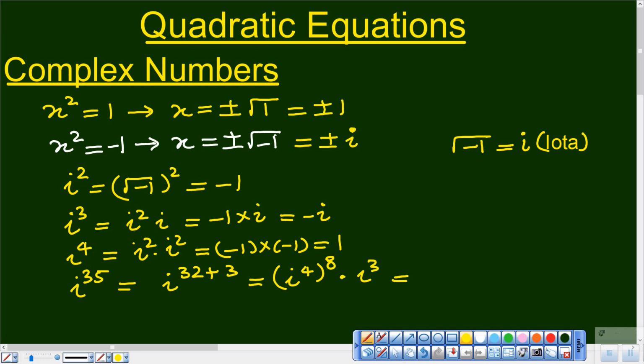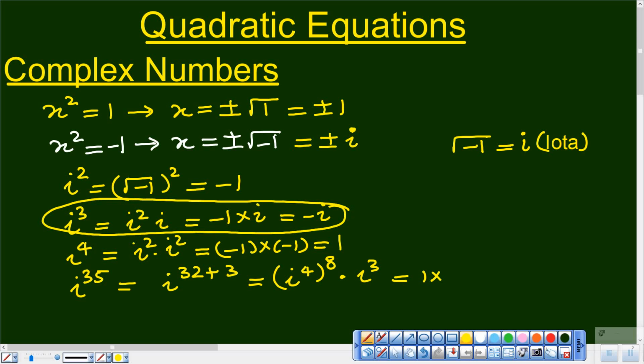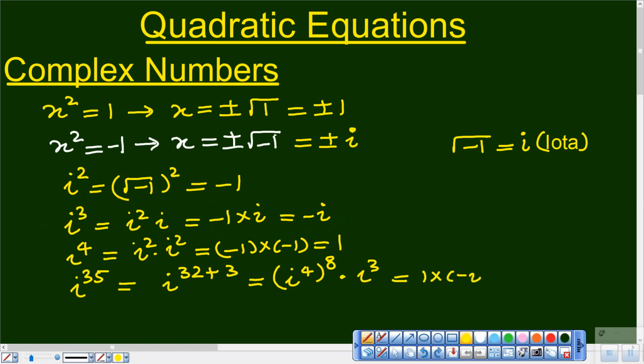Now you know that i raised to the power 4 is equal to 1. That's why it will be equal to 1 into i cube. And i cube is, of course, minus i. You can see that from here. So i cube is minus i. That's why 1 into minus i, and thus it becomes minus i. So likewise, any other power of i can be computed conveniently.